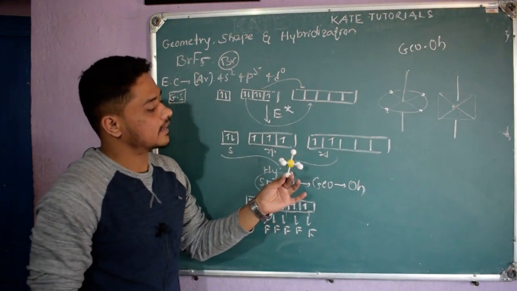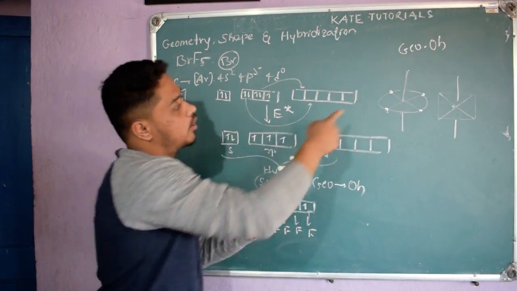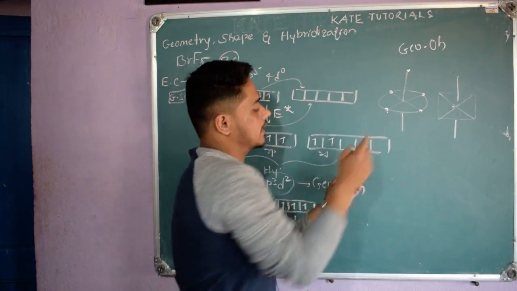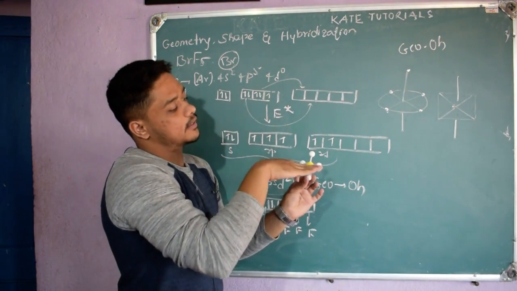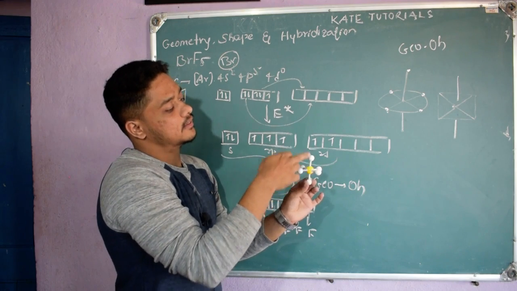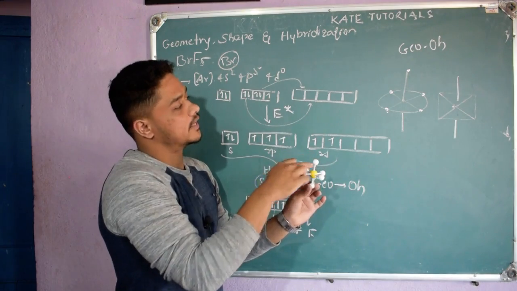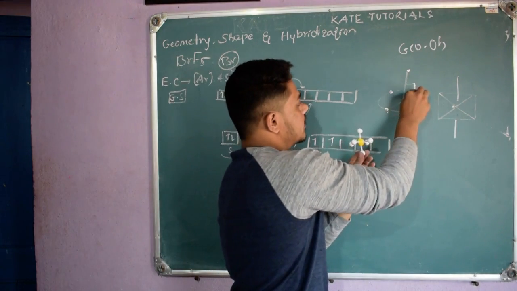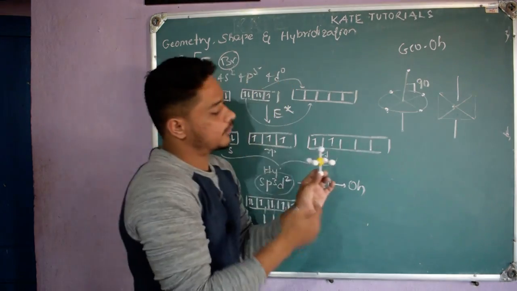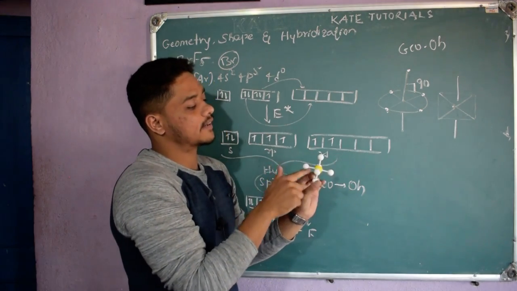If you see the bond angle from above, to this plane the bond angle is 90 here, right? This is the plane and this is the atom. Here the bond angle is 90, here also 90. What about these, which are all in the same plane?